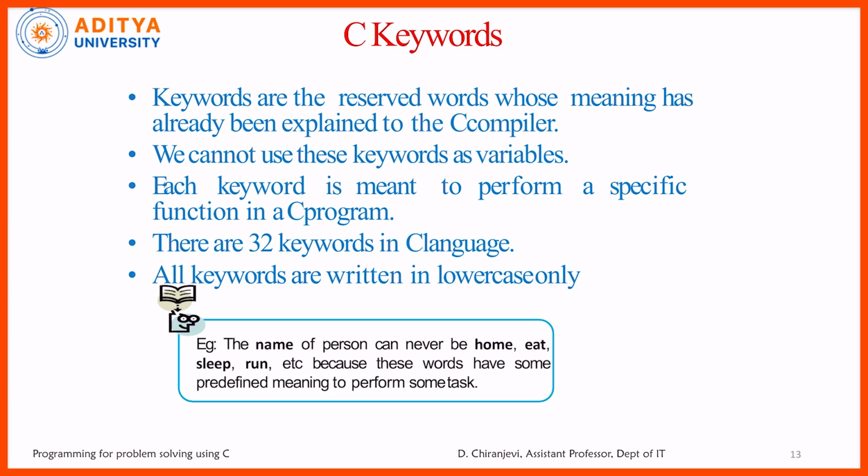Now keywords. These keywords are reserved words whose meaning is already understood by the compiler, already available in the compiler. So you cannot use these keywords in variable naming, and every keyword has a specific functionality which a C program knows. In C programming there are 32 plus 4, a total of 36 keywords.